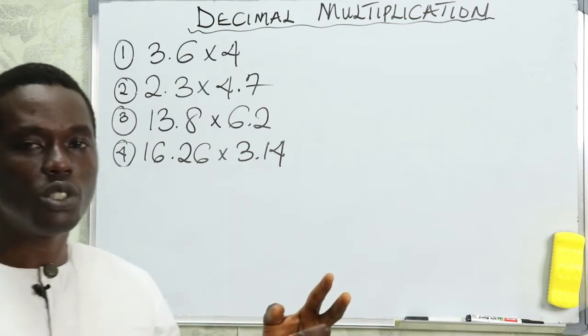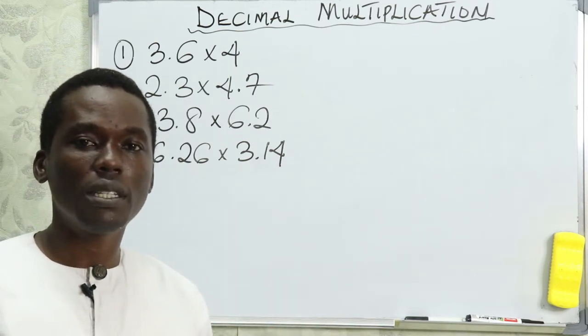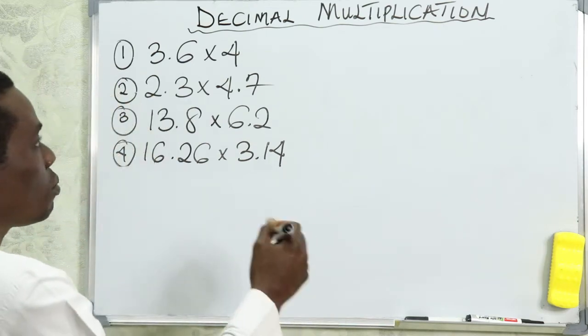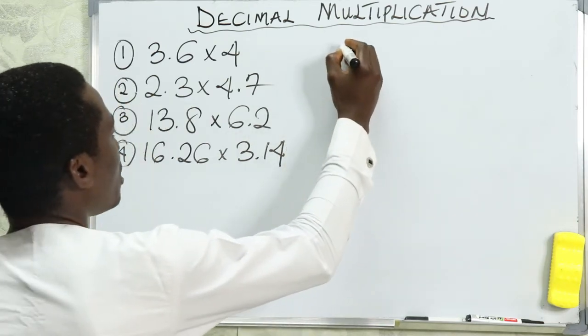The first thing you need to do is to multiply the numbers as if there was no decimal, and then we'll go about some decimal multiplication manipulations. Now let's look at the first sample.